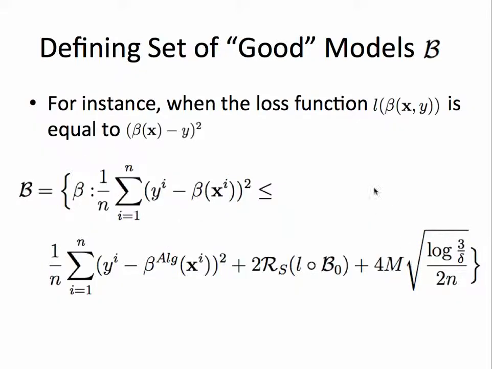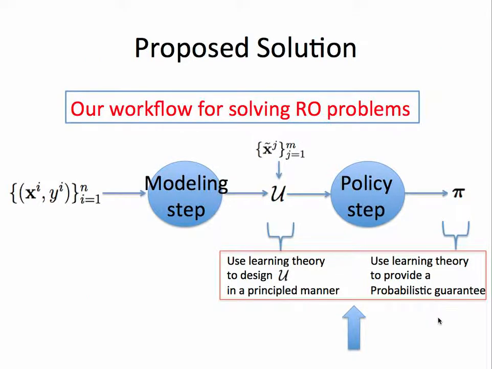For instance, when the loss function L is just the square loss, we can substitute the square loss representation here. And we can also have an upper bound on the empirical Rademacher average to get a full description of our set of good models, and we can then define U subscript B, U subscript minus B, and therefore the uncertainty set U, and then proceed along in our workflow.